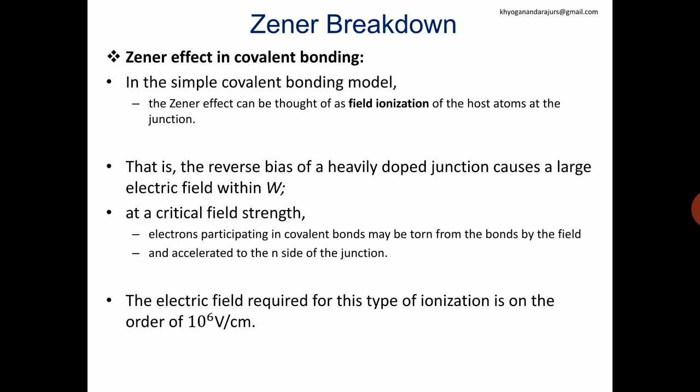And after that concept, we moved further and we saw that in reverse bias the breakdown occurs at breakdown voltages. And we saw there are two mechanisms of reverse bias breakdown, Zener breakdown and avalanche breakdown. We saw in the last class about the Zener breakdown, and the Zener effect. Hope you all understood the Zener effect.